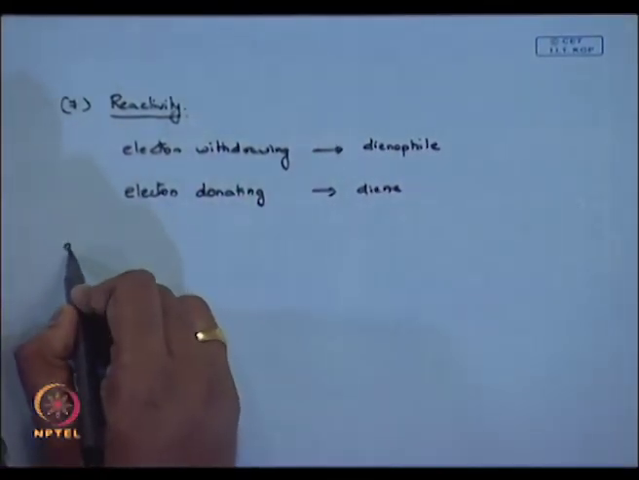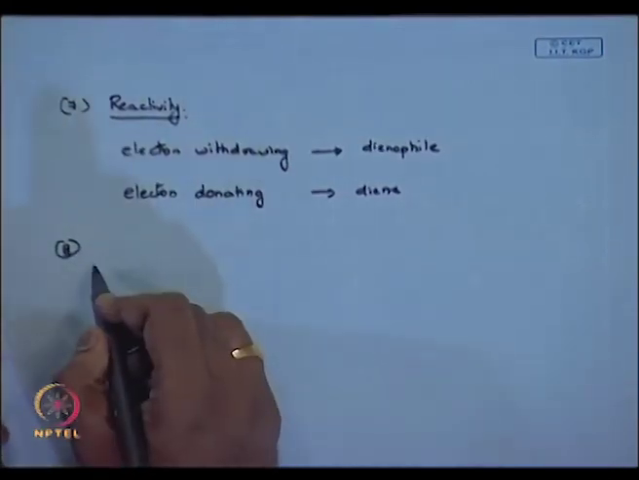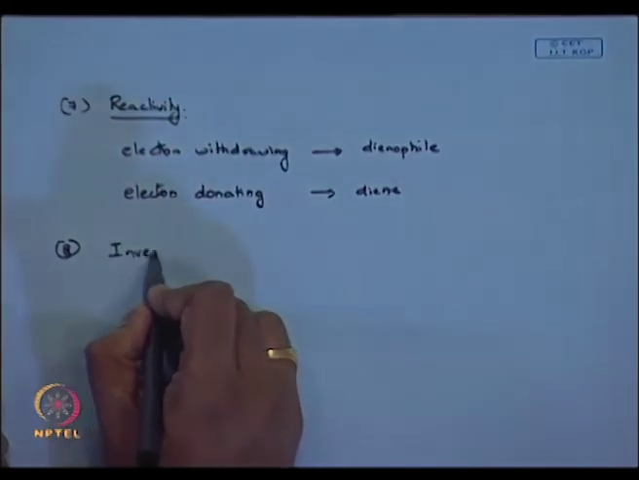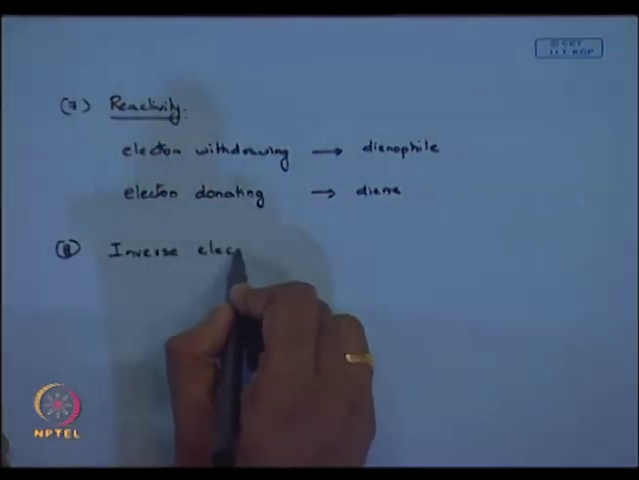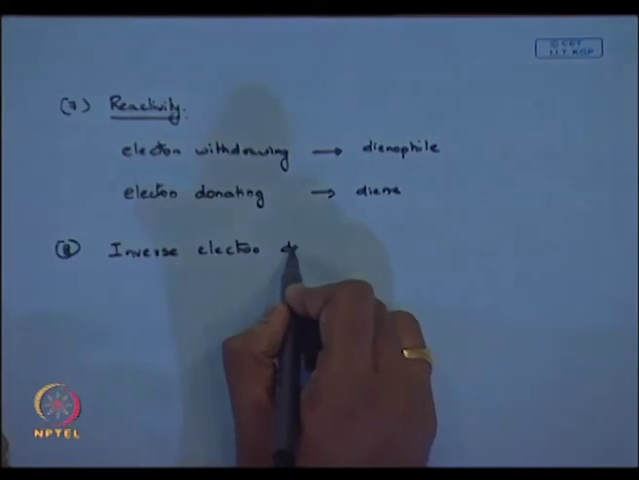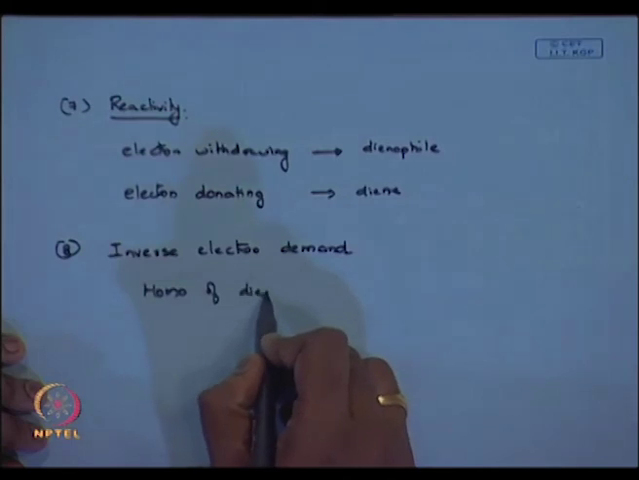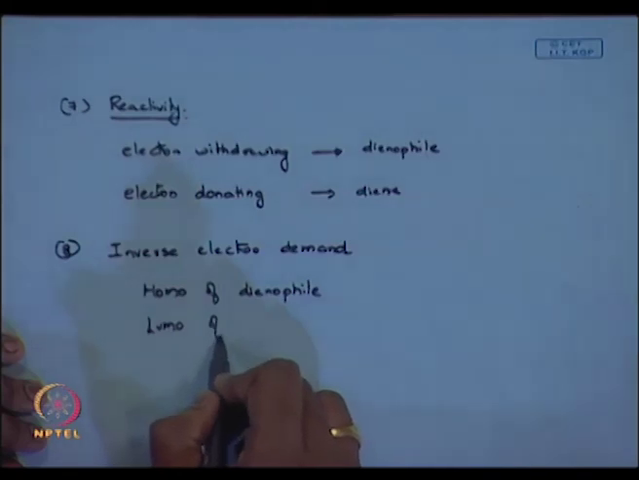Then we went back and studied the inverse electron demand, which is very important. Okay. In all the earlier cases we were talking about the HOMO of your diene and the LUMO of your dienophile. In this case we were talking about the HOMO of the dienophile and the LUMO of the diene. So, it is basically the HOMO of dienophile with the LUMO of diene.